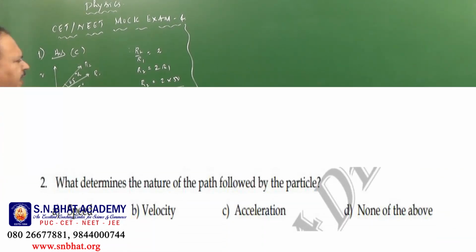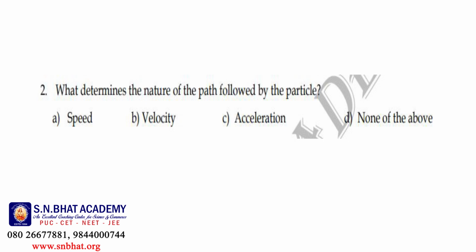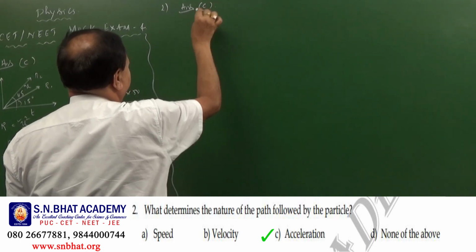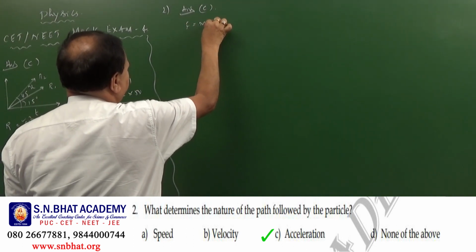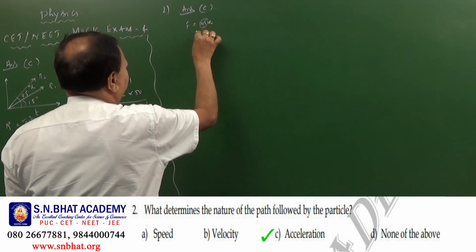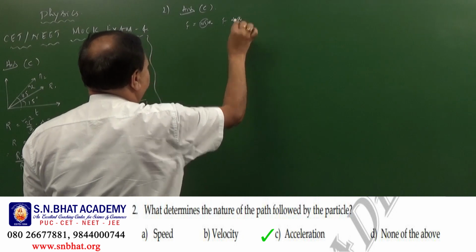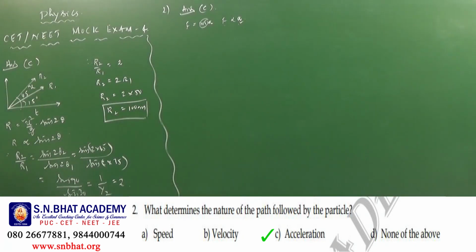Okay, next is the question number 2. Study the question carefully. What determines the nature of the path followed by the projectile? So you remember that always this is the acceleration, and therefore your answer for this question is C, because you know that any force is mass into acceleration, mass is constant, so therefore your F is proportional to the a. On applying the force, the body gets accelerated. Acceleration is the one which determines the nature of the path followed.